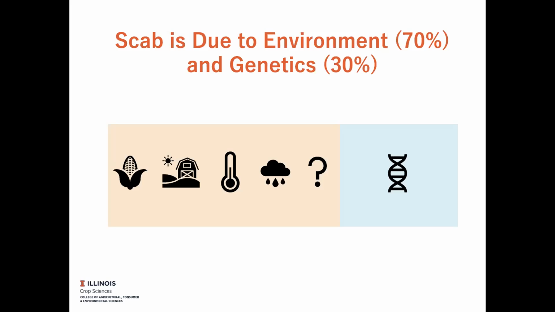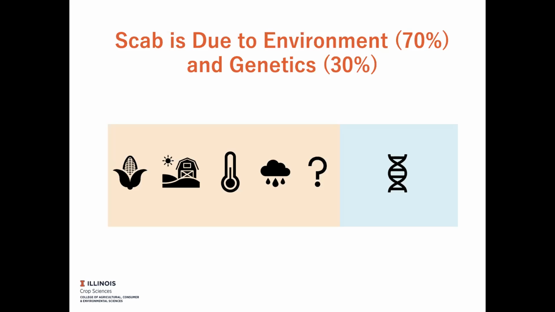And we see time and time again that essentially the scab that you see in the field is really due to 30% genetics and 70% environment. And that's why management is a really important component. But the genetics is really important as well, because you can really stack the deck in your favor by planting a resistant variety or a moderately resistant variety.